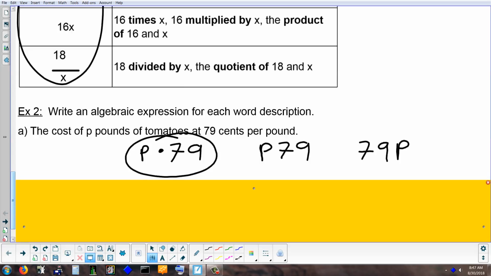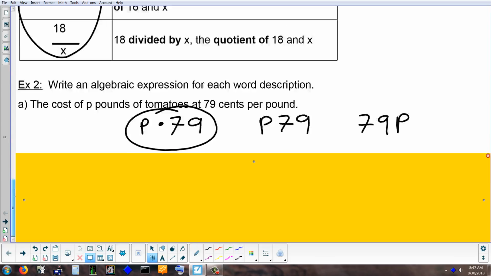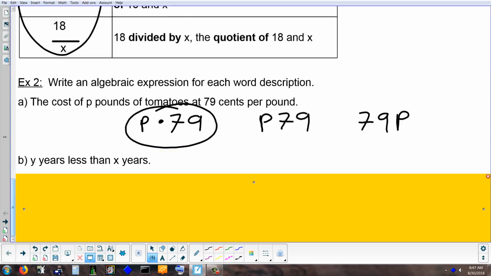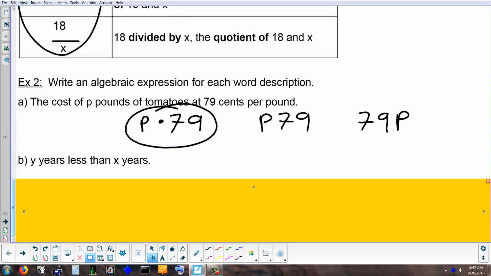Which one would you probably see more, what would you see all the time on a homework or a test? How would you see it written? P79 or 79P? 79P. You're always going to see the number first. If it's a variable attached to a number, the variable will always be second. The number is always going to be first. All right? Okay. So looking at B, y years less than x years.